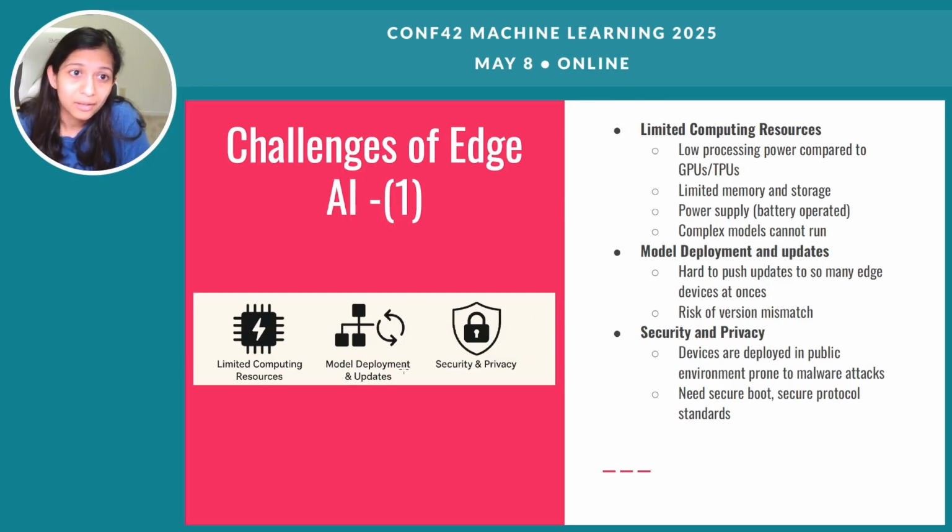And you cannot run actually complex models like a full-fledged ResNet 150 and stuff like that, because you don't have that much resources in the case of compute, storage, processing power, etc. And also, the model deployment and update becomes a challenge, because it's very hard to push all these updates to them. We might have 10,000 devices in the edge, right? So it's very hard to go and update each and every device for a new model when it is available. And also, you have the risk of not matching the version that you actually need.